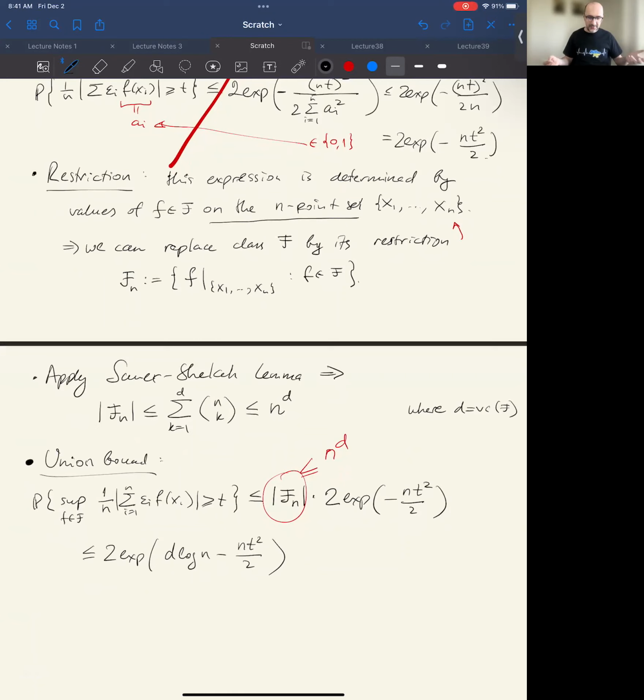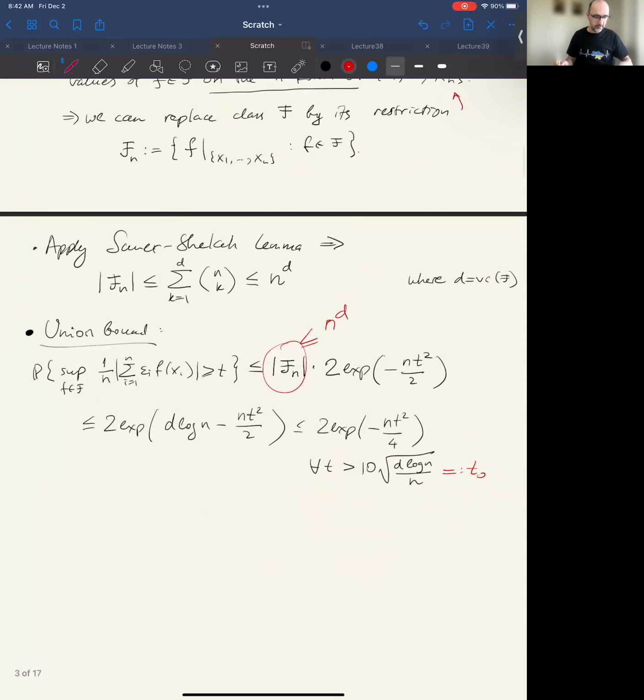Okay, so that dictates the choice of t for us. We want this to be small, so we want this term to dominate. We want this to be something like minus nt squared over 4, for example. That happens for any t that's larger than, let's think, we need to equate these two. So t will be, let's say, 10 root d log n over n. I was lazy to compute the exact constant, but it doesn't matter. 10, for example, is okay. So let's call this t0. Good, that's already a very good inequality.